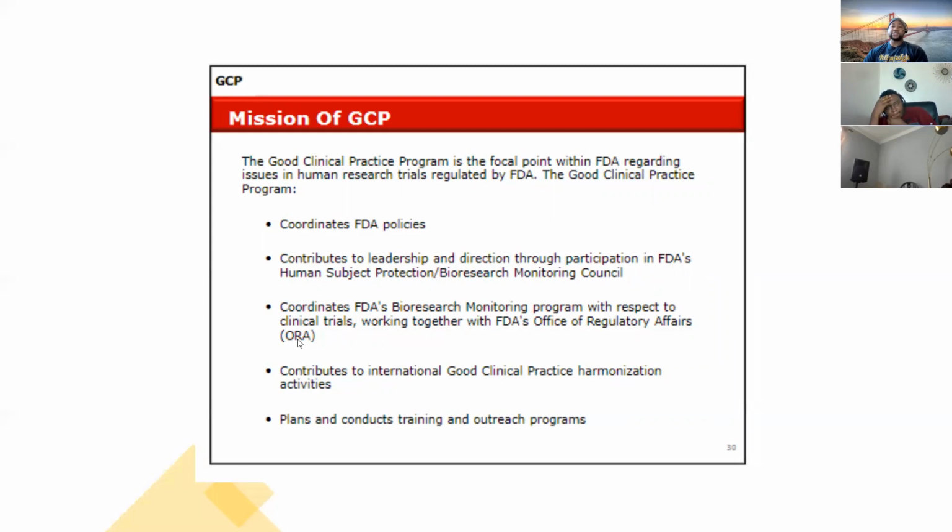So regulatory affairs is also another office that is interesting. I worked as a regulatory affairs specialist in one of my roles a couple of years ago. It's just about understanding where the regulations are involved and how to apply them in the practice of clinical research. It contributes to international GCP harmonization with the ICH and GCP, and plans to conduct training and outreach programs.